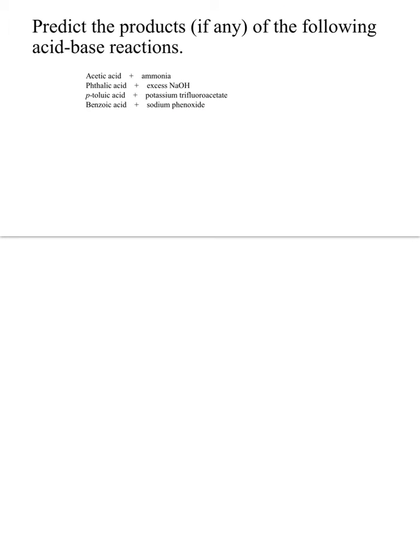Okay, the next one we are on is predict the products, if any, of the following acid-base reactions. So we just draw these out: acetic acid plus ammonia. And you have to locate your acidic proton. That's the most important thing there. And then these lone pairs will go and deprotonate. And then you form O minus, and this is going to be NH4 plus.